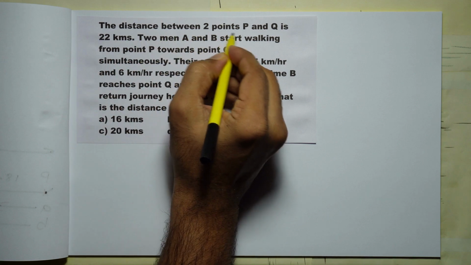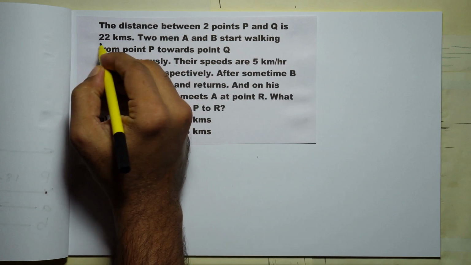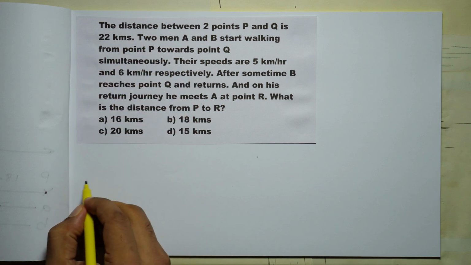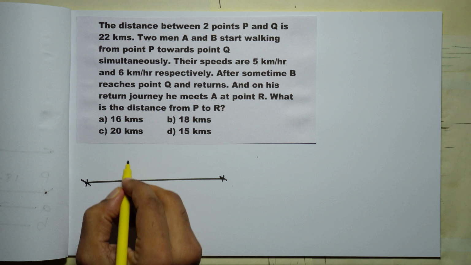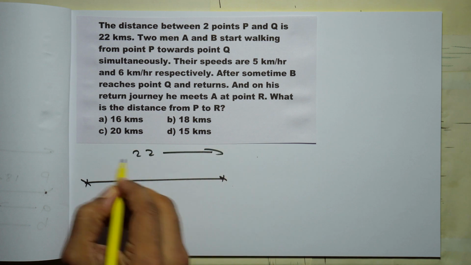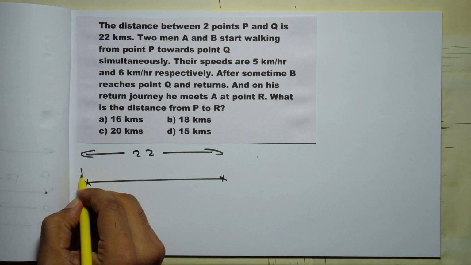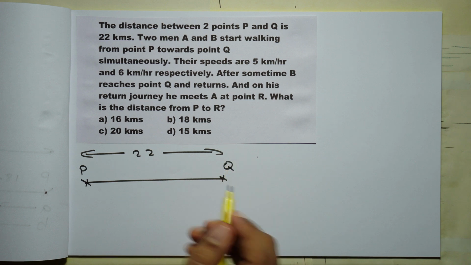The distance between 2 points P and Q is 22 kilometers. So we'll just mark it here. So distance between 2 points is 22 kilometers. This full distance is 22. P is here, Q is here.